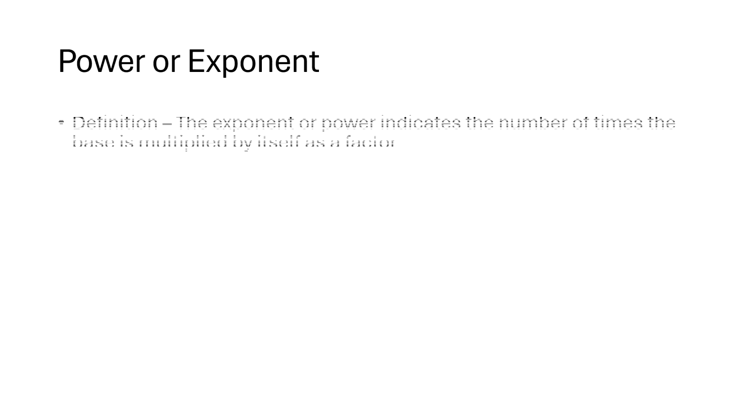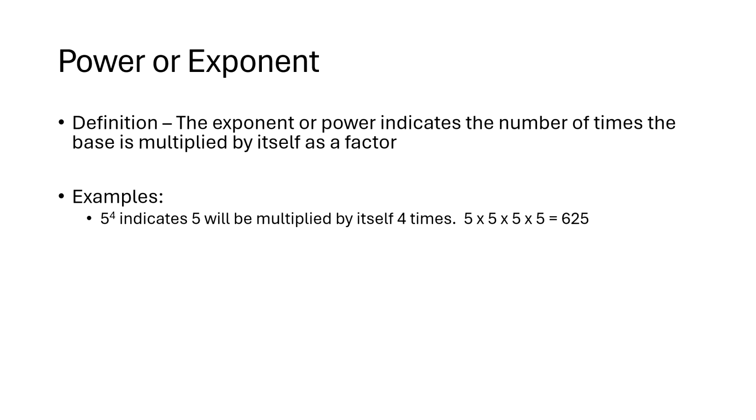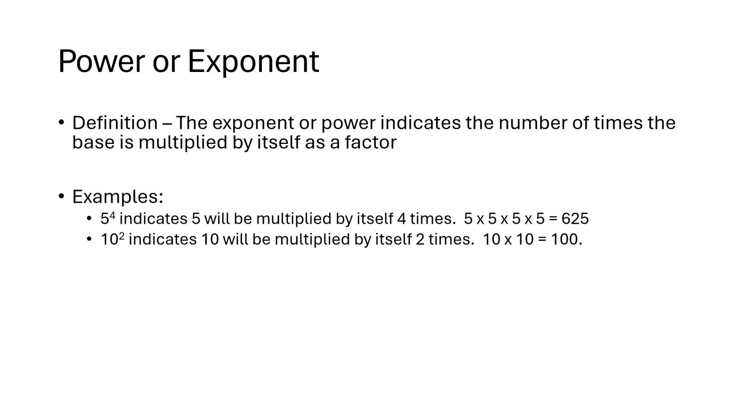Power or exponent. The exponent or power indicates the number of times the base is multiplied by itself as a factor. Here's some examples. 5 to the 4th indicates 5 will be multiplied by itself 4 times, and we have it written out: 5 times 5 times 5 times 5 is equal to 625. 10 squared indicates 10 will be multiplied by itself 2 times. 10 times 10 equals 100.